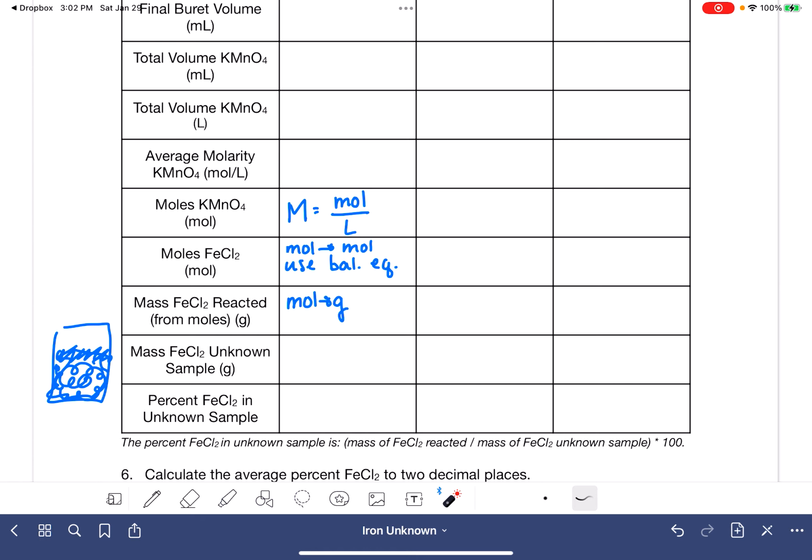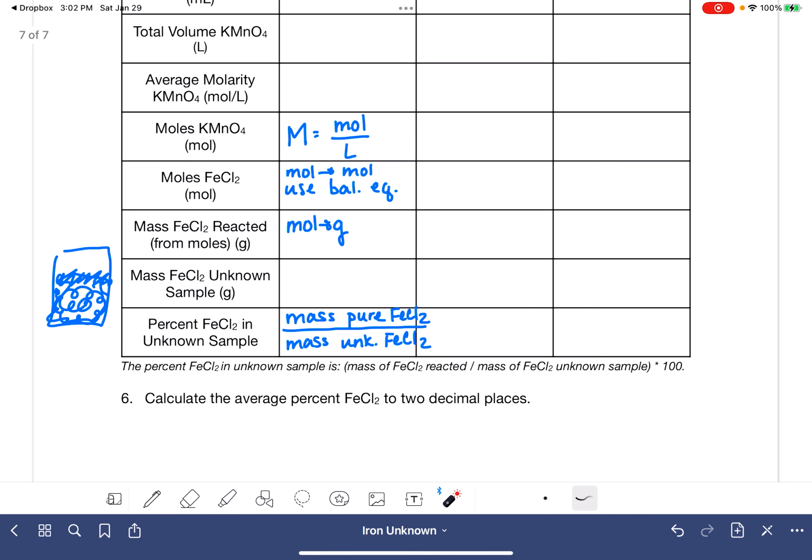And once you have that number copied down, then you can calculate the percent of pure FeCl2 in your sample. That is going to be the mass of the pure FeCl2, that's what you calculated from your titration data, divided by the mass of the unknown FeCl2 sample. Again, the mass of the pure FeCl2 is this number right here, the one that you calculated doing the mole to gram conversion. The mass of the unknown sample, that's the stuff that you weighed out.